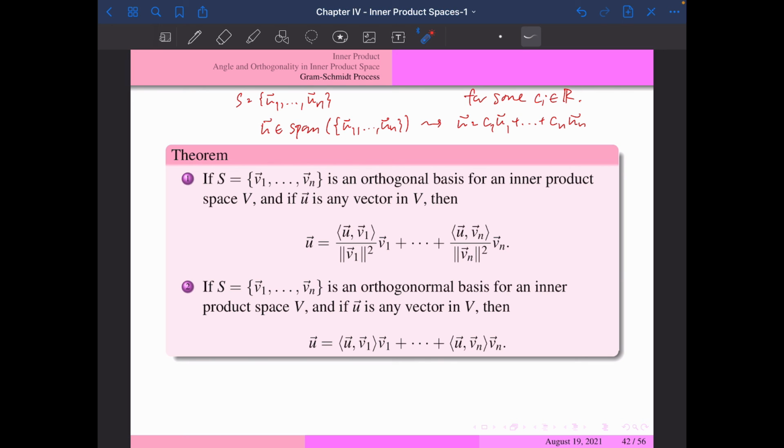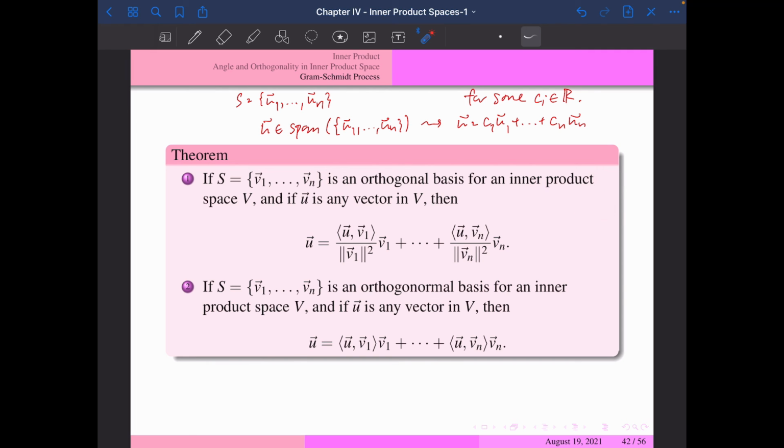And the second one, if S is an orthonormal basis, then we can reduce our formula like this. Why can we reduce that? Because if this set is an orthonormal basis, then the norm of each vector is equal to 1. So we don't need the norm squared, because the norm squared is equal to 1. So from this theorem we need to show that number one holds.